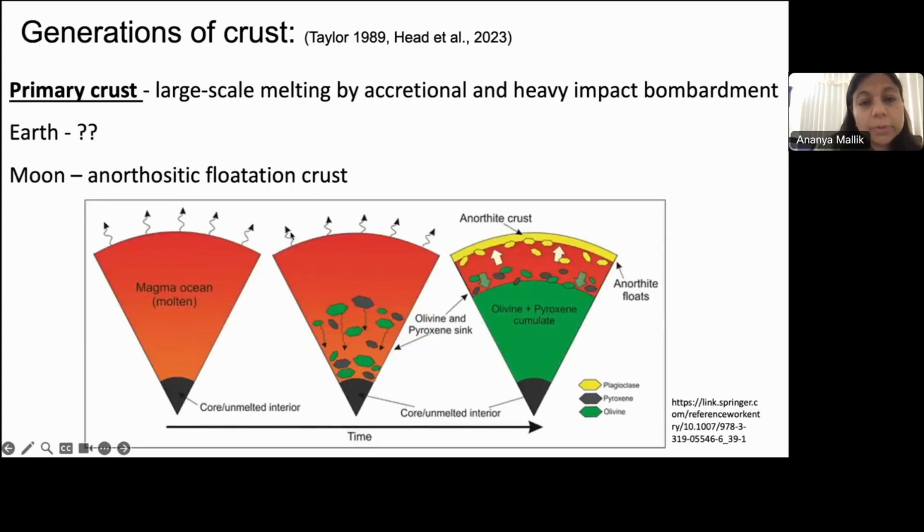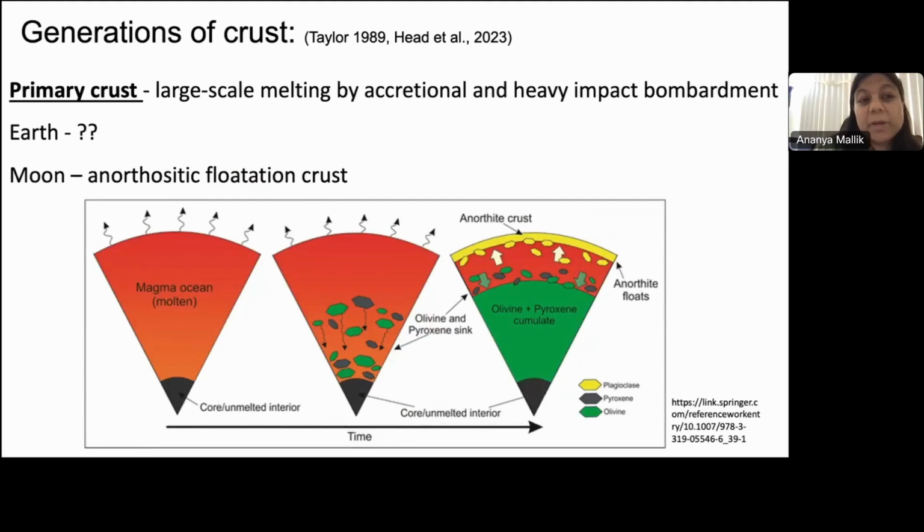And again, just going through the different kinds of crust and the different generations of crust and why the moon is really interesting when it comes to studying the crust. Well, we have the primary crust, of course, which is what we think formed by large-scale melting, by accretion, or due to some sort of heavy impact bombardment early on in the history of a planetary body.